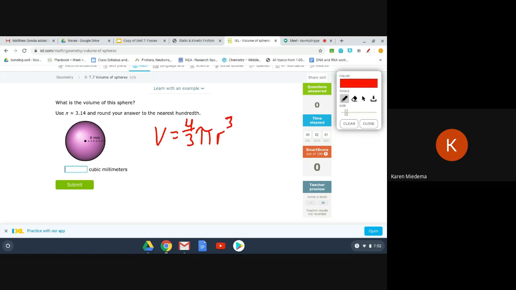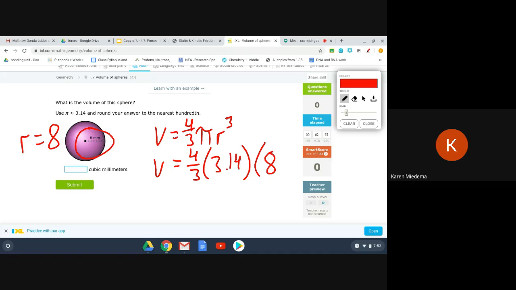So when you look at this problem, we can see that the radius is 8. R equals 8. So when we make our substitution, we use 4/3 pi. It tells us to use 3.14. Again, that's just an approximation for pi. And then r to the third. R is the radius to the third power.